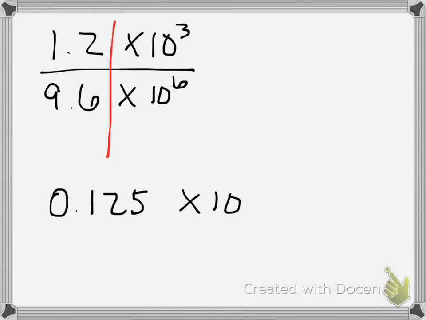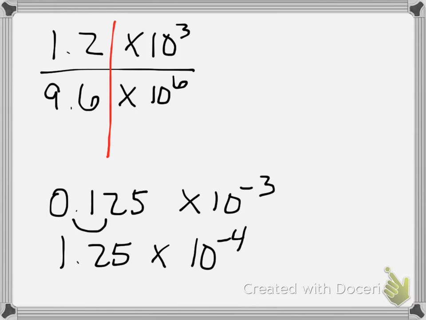Now remember, if we go back to when we talked about dividing exponents, we're going to subtract. So 3 minus 6 would give us negative 3. Again, you can see that we are not in scientific notation yet. We have to move the decimal over to the right one spot. So it's going to give us 1.25 times 10. And again, we moved it over to the right one spot, which means it's going to be another negative. So negative 3 plus a negative 1 is a negative 4. So our final answer would be 1.25 times 10 to the negative 4th power.